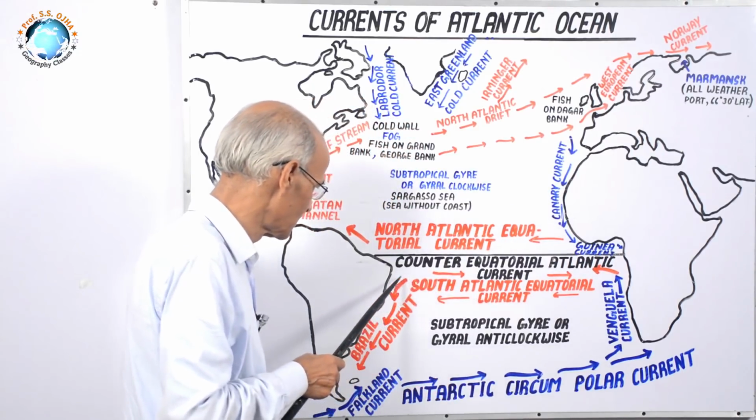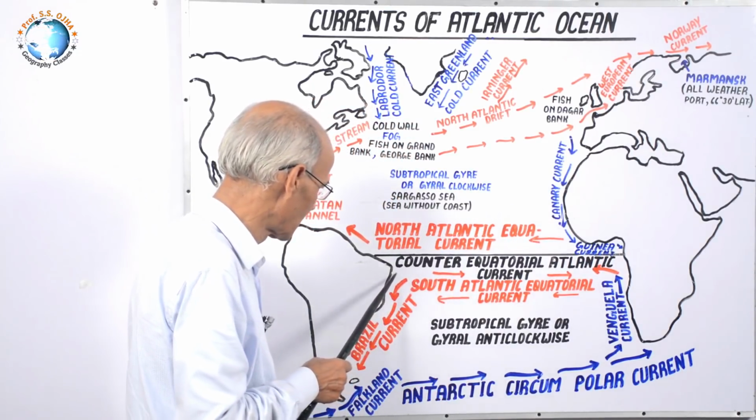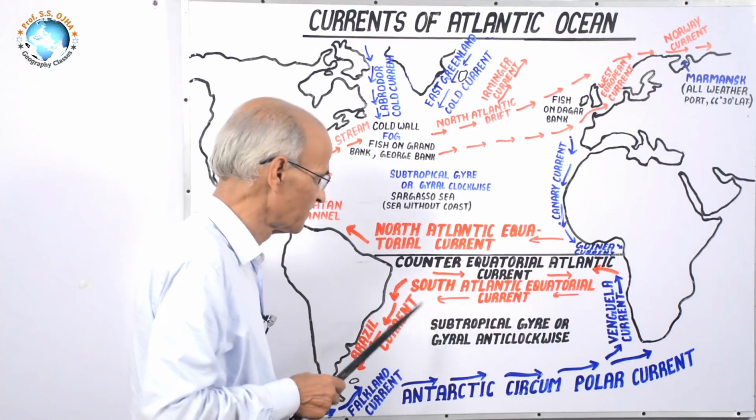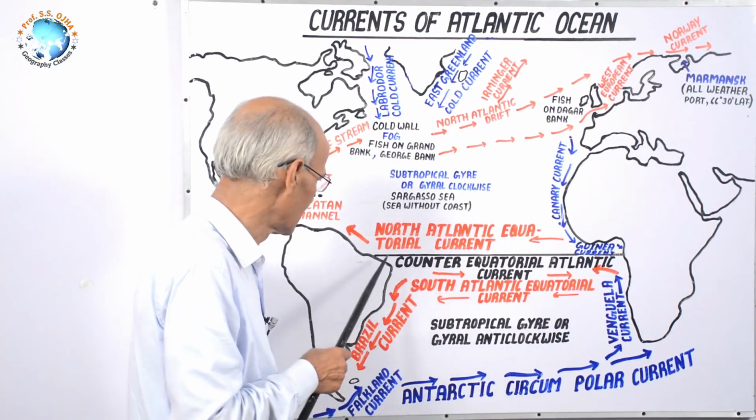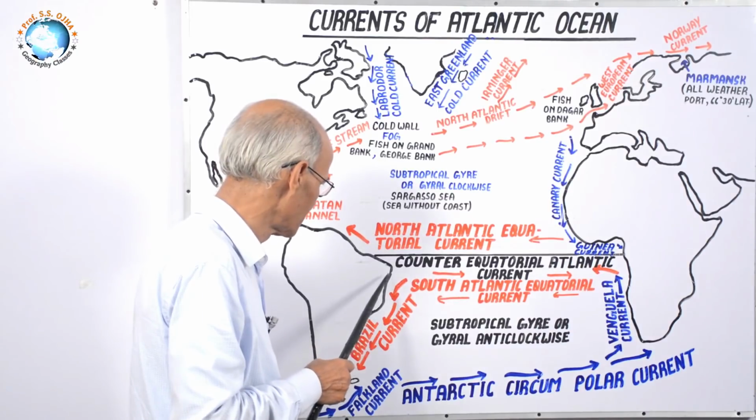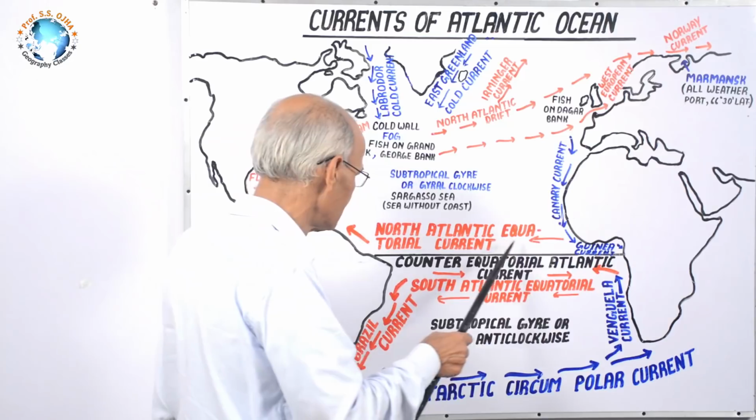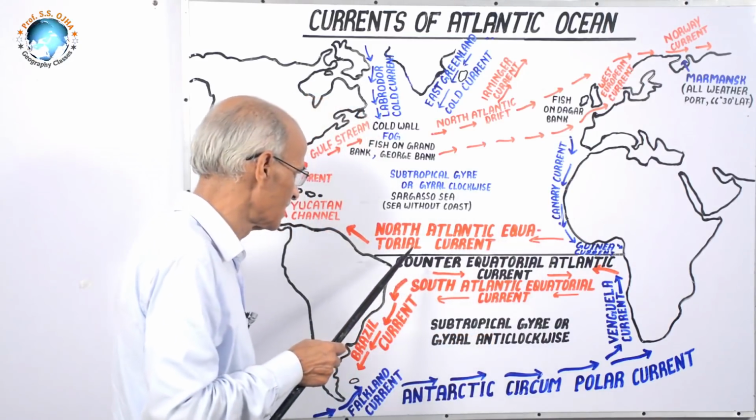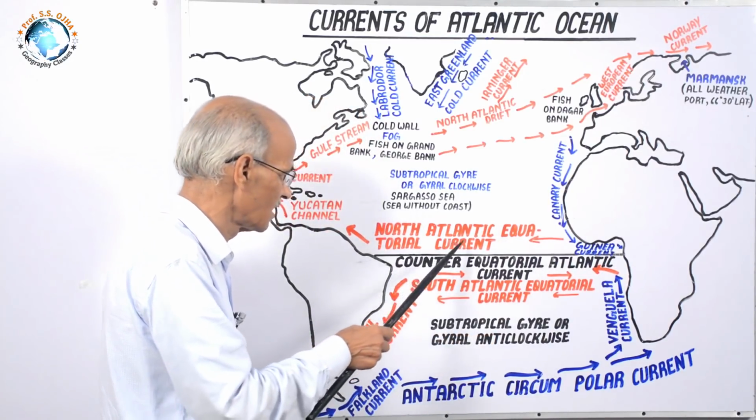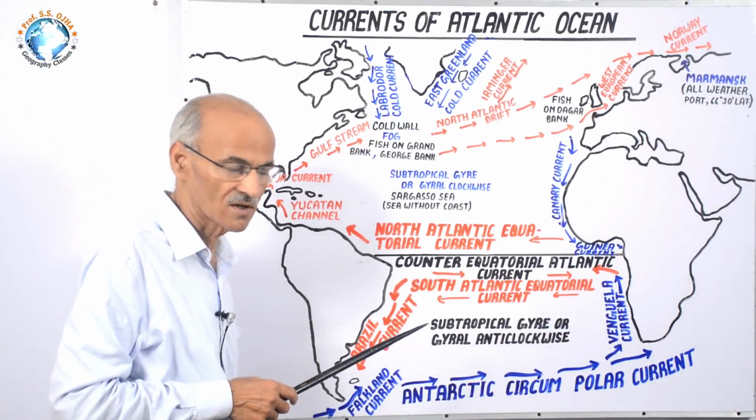This water comes here along the east coast of Brazil and collides here. A very noteworthy phenomenon here is that at the mouth of the Amazon, there is the North Atlantic Equatorial Current carrying a voluminous amount of water.